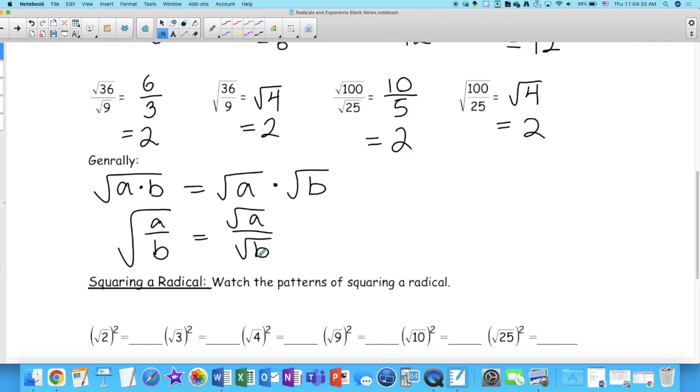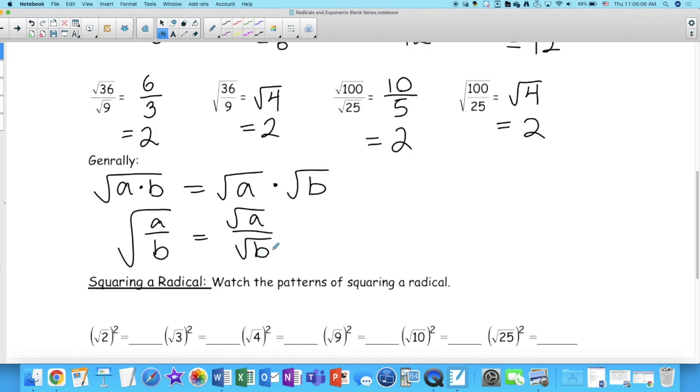Okay? One thing that I want to make really clear here in this generality is that the indexes must be the same. So if I have, for example, the square root of a over the cube root of b, I can't do that. I can only write it as a single radical or even split it up into two if the indexes are the same. So if everything's square roots, that's fine. If everything's cube roots, that's fine. If everything's fourth roots, that's fine. I can't mix and match.